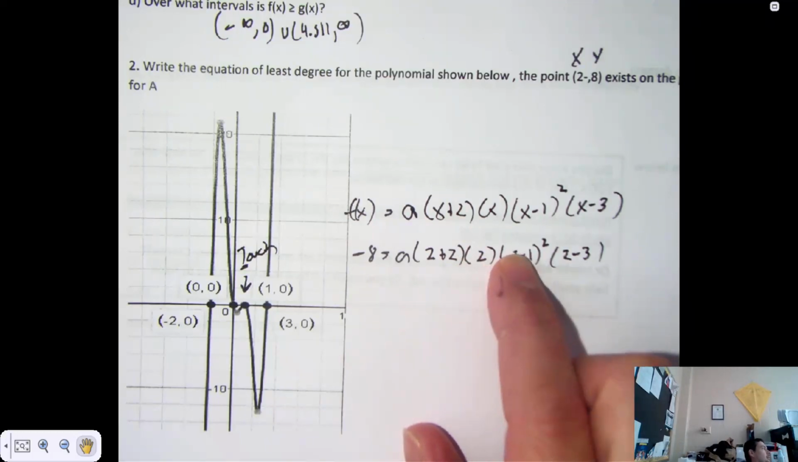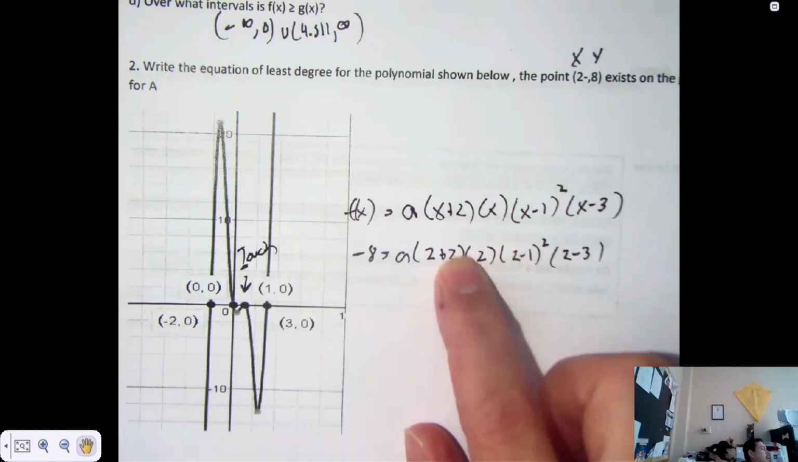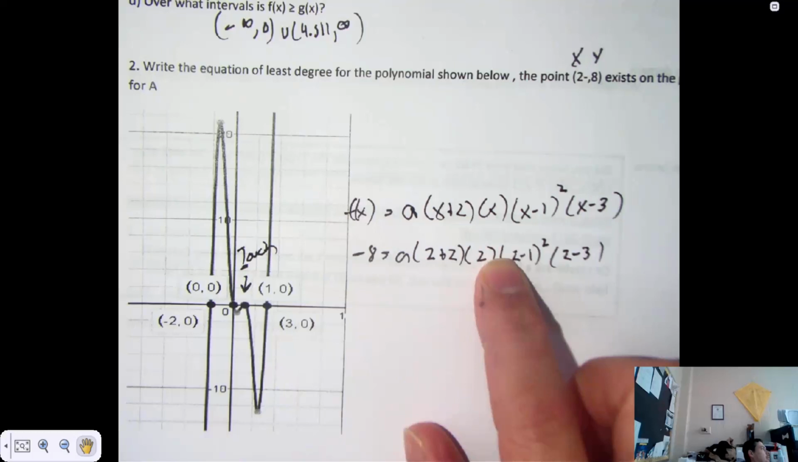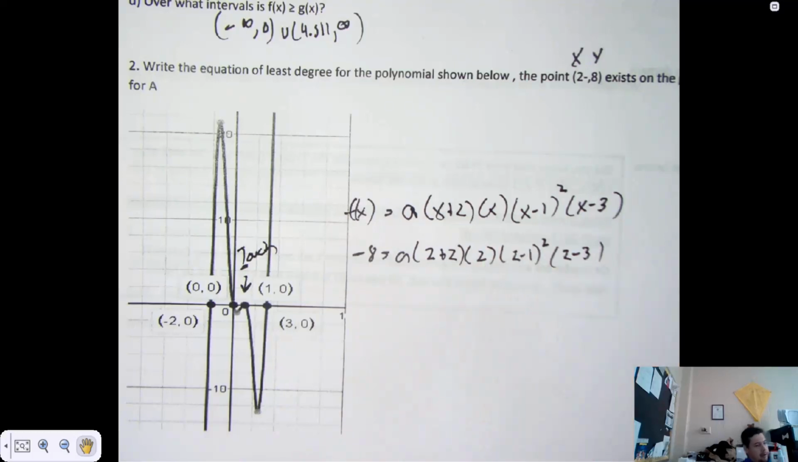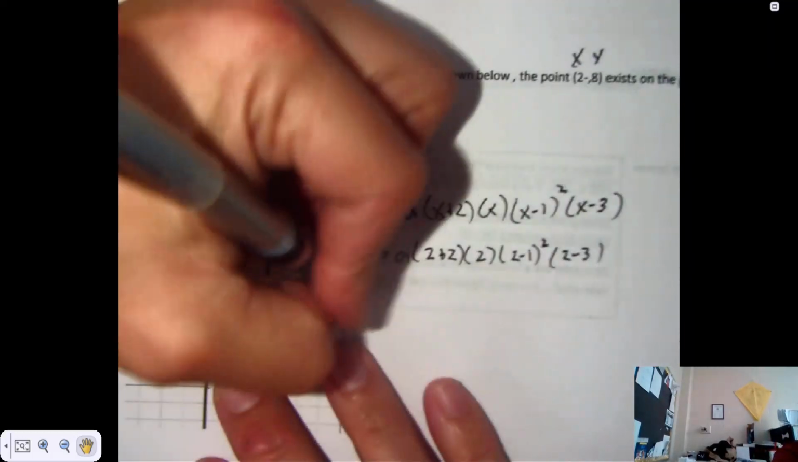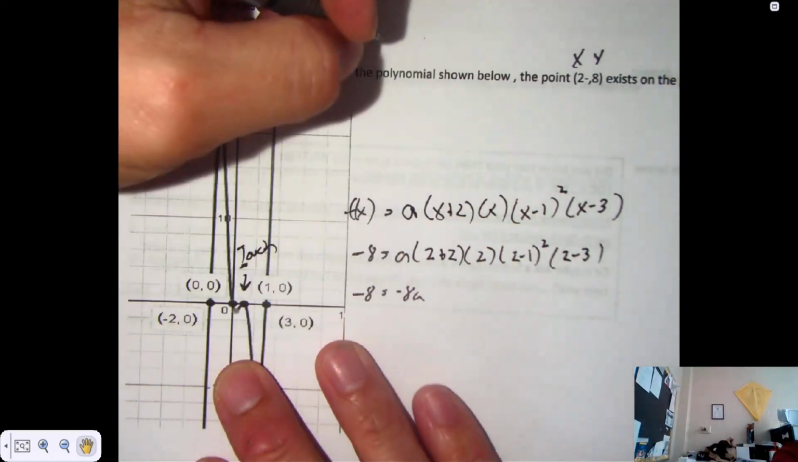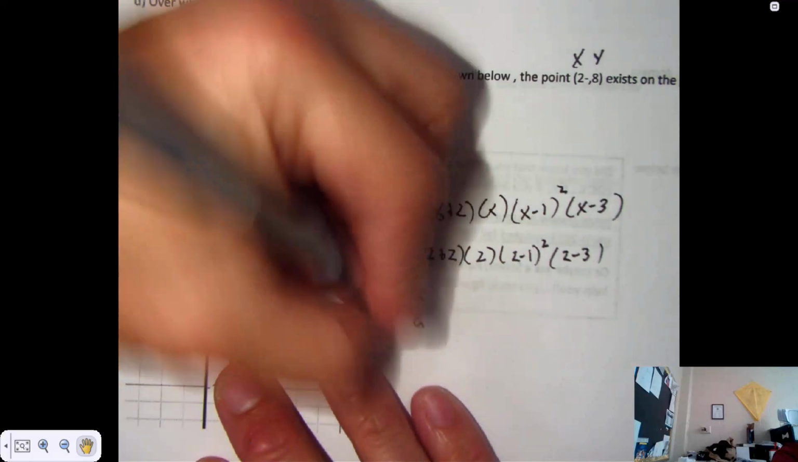What's 2 minus 1? 1. What's 1 squared? Times the 8. Still 8. Sorry, 2 minus 3 is? Times the 8. There you go. So negative 8 equals negative 8a. What is a? Turned out a was 1.